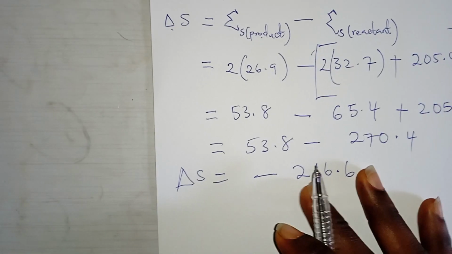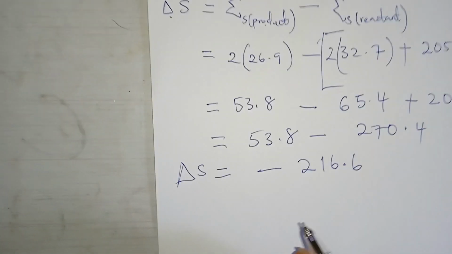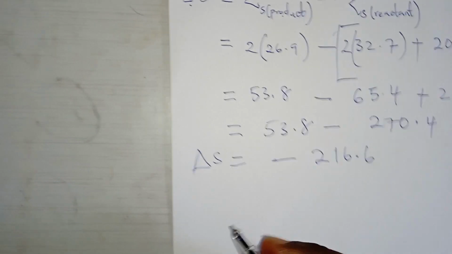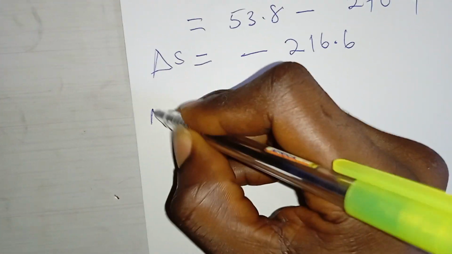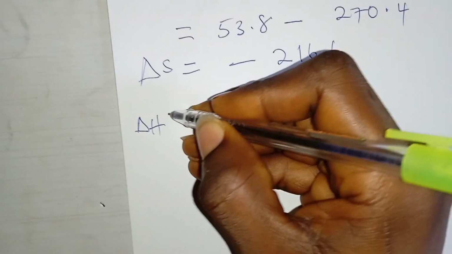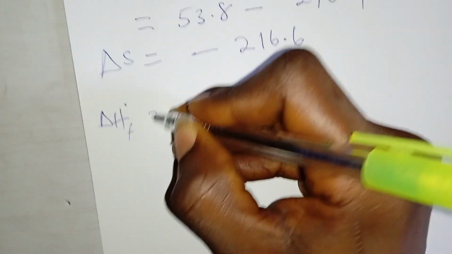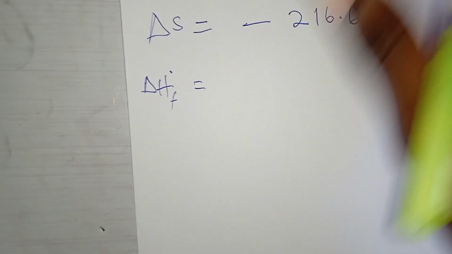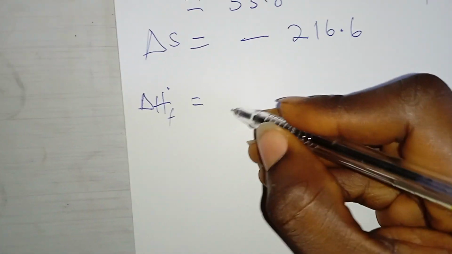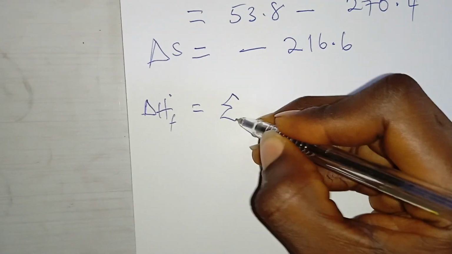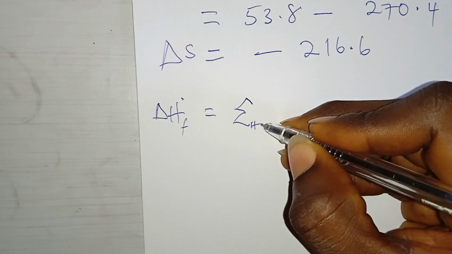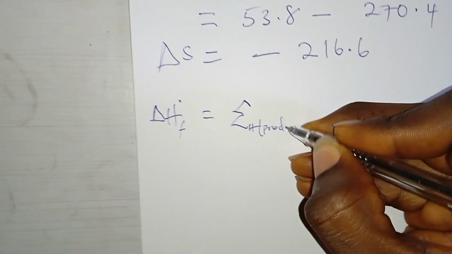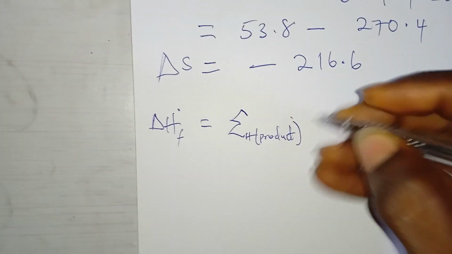Now let me find the enthalpy. For enthalpy, which is delta H, that is heat of formation. I'm given that this is the same as a state function. So it means the sum of enthalpy in the products, final minus initial. That is what a state function is.